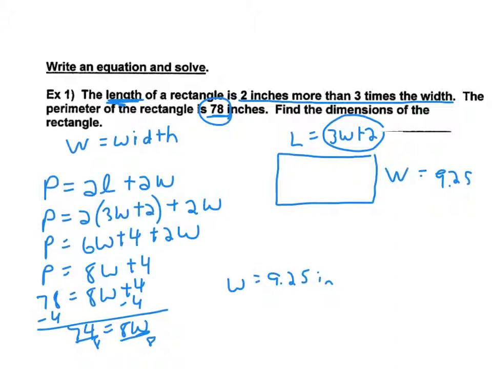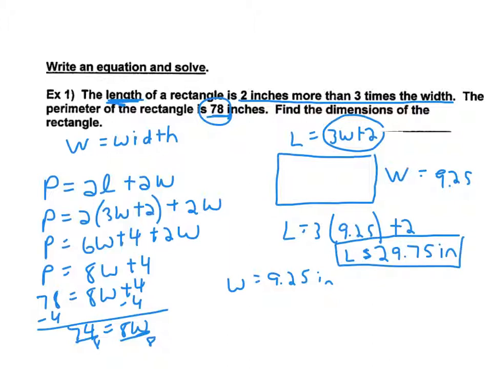And then for the length, we have to do 3 times 9.25 plus 2. And so the length would be equal to 29.75 inches. And feel free to use a calculator on these if you need to. If they come out and they're not whole numbers, then it's just easier to use a calculator. Okay, let's move on to the next one.